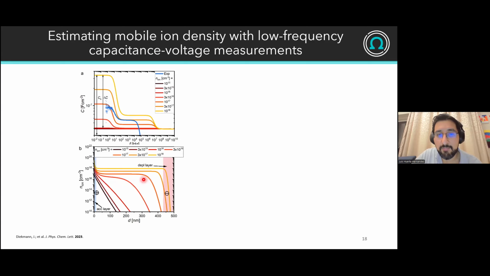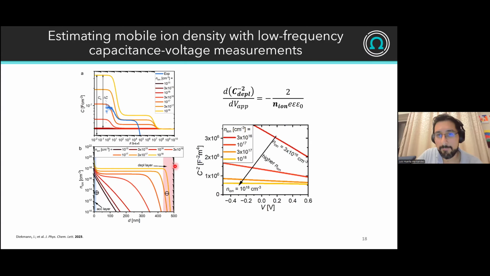Now, if you apply a voltage at a low frequency that can modulate the movement of ions, then you will modulate this capacitance in your device. And so they propose this equation, which is really similar to a Mott-Schottky equation, where you see the inverse of the capacitance squared. If you plot this relationship of the inverse of the capacitance squared versus voltage, and you calculate the slope of these values, you can actually estimate the mobile ion density.